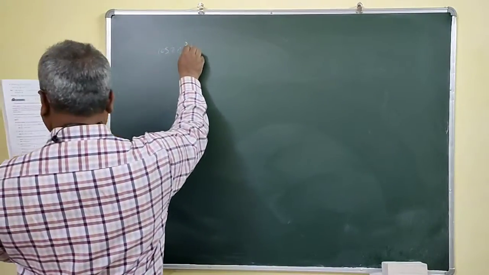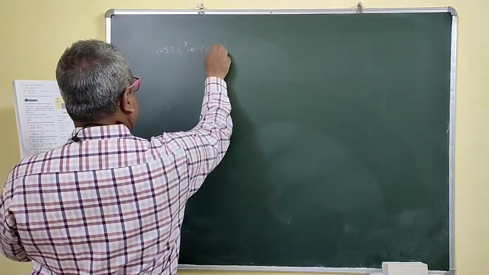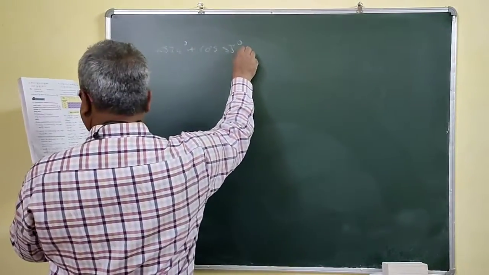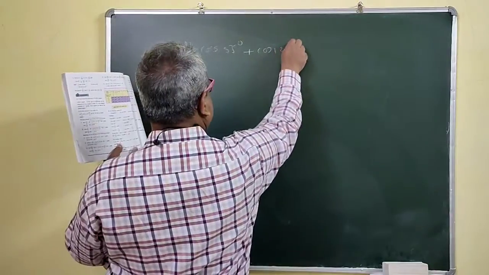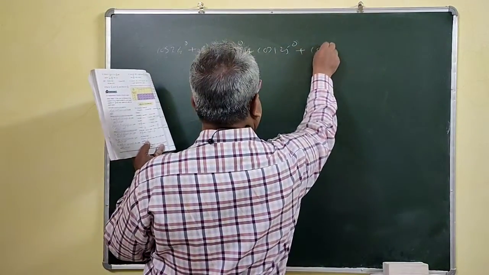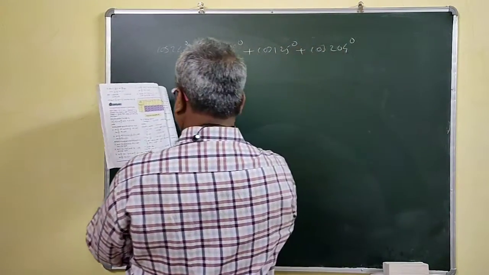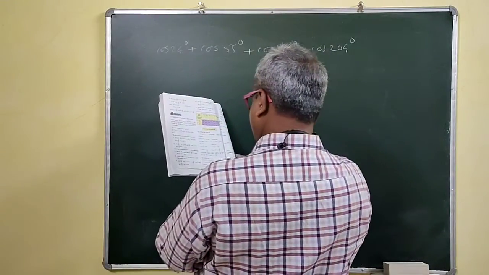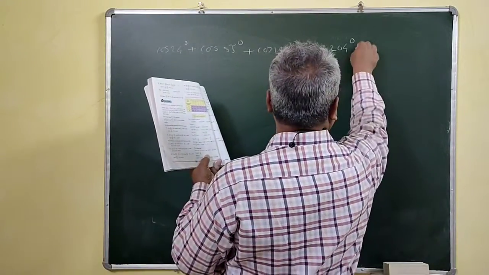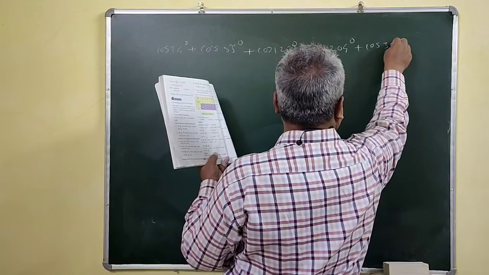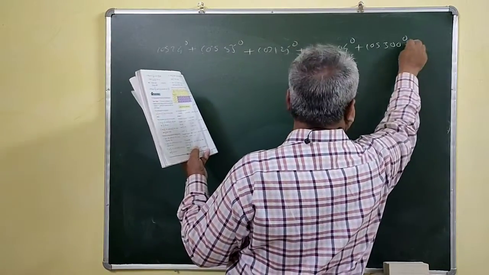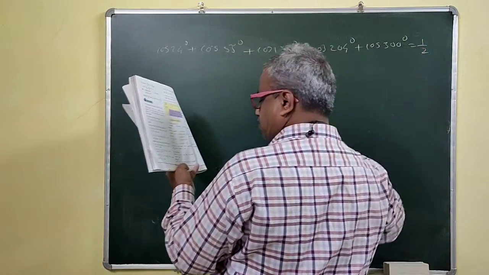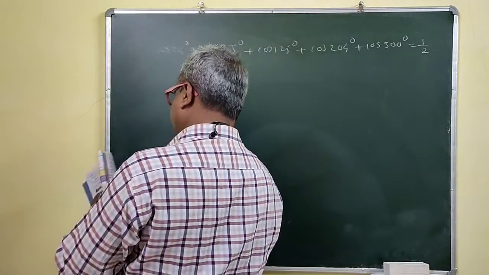Show that cos 24 degree plus cos 55 degree plus cos 125 degree plus cos 204 degree plus cos 300 degree is equal to 1/2.